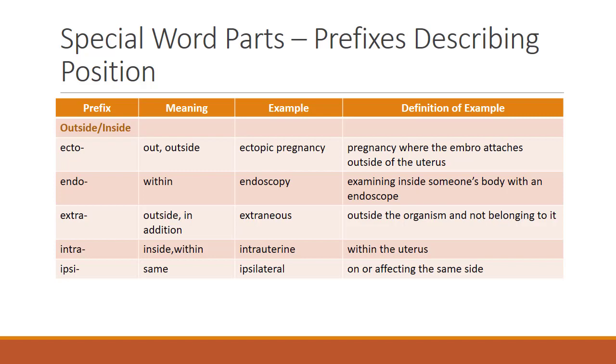Next is extra, which means outside or in addition. An example of that would be extraneous, meaning outside the organism and not belonging to it. Next is intra, which means inside or within. An example of this would be intrauterine, or within the uterus. And then the last term is ipsi, which means the same. An example of this would be ipsilateral, which means on or affecting the same side.